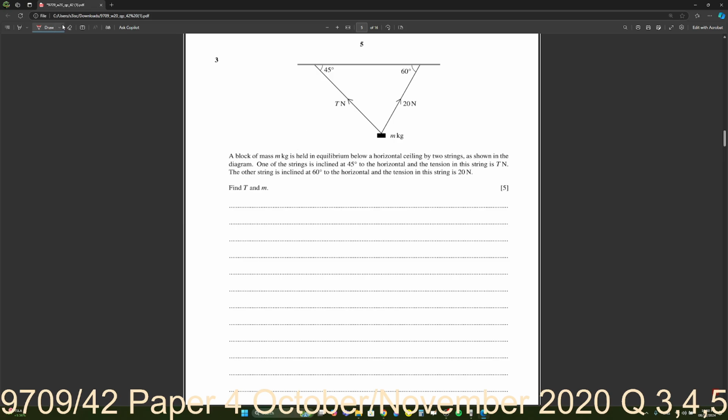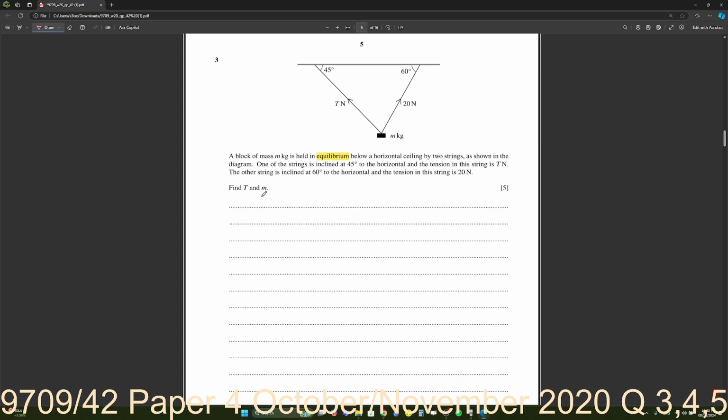We have a block of mass M held in equilibrium below a horizontal ceiling by two strings as shown in the diagram. One of them is at 45 degrees and the tension in it is T. The other one is at 60 degrees and the tension is 20 N. Find T and find M.